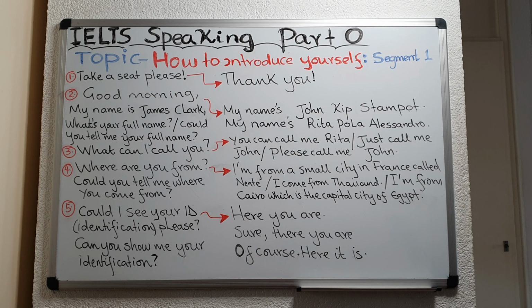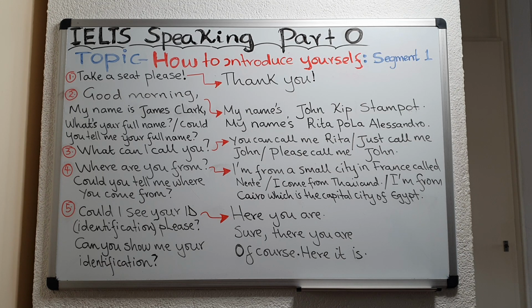Number 5. The examiner is going to ask for your ID. Now, your ID is your identification. It could be your passport, for example. So the examiner is going to say, "Could I see your ID, please?" Your ID is your identification, so the examiner will say ID or identification. Both of them mean exactly the same. Could I see your identification, please?